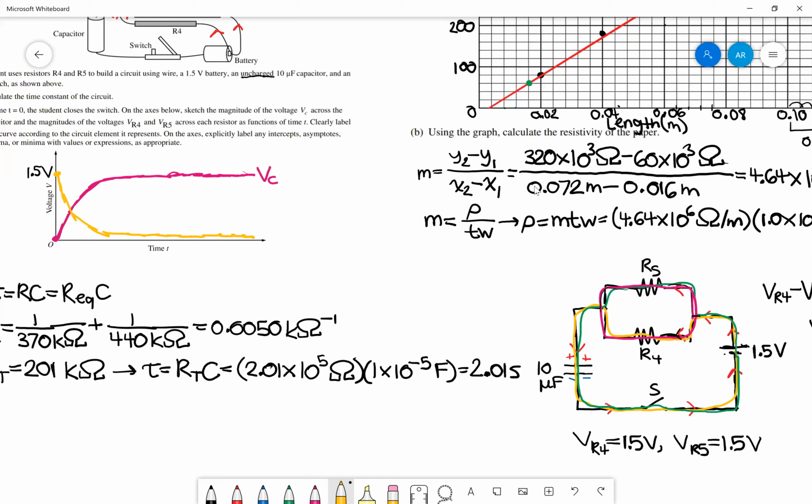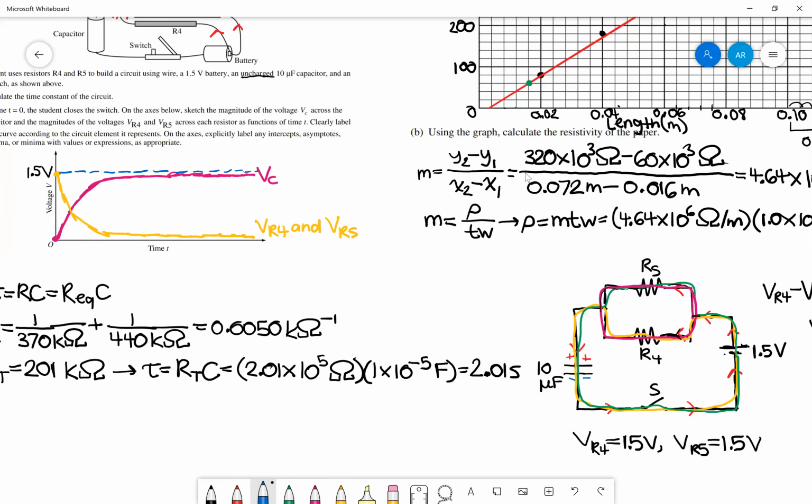And as that's happening, the resistors are starting to lose their voltage. The current is starting to decrease because now the charge in the capacitor is starting to become full. So this will be VR4 and VR5 because we just saw that they're both equal. And we'll draw an asymptote just to show that this is approaching zero. Okay, so this will be your graph.